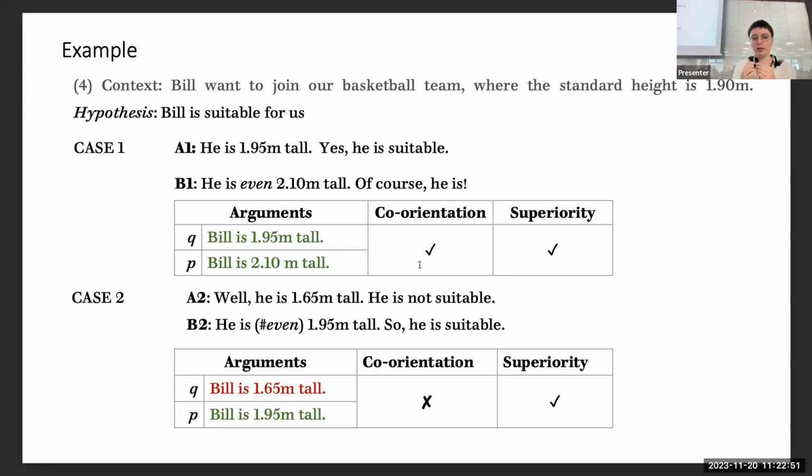Let's move on to case two now. A, well, he's 1.65 meters tall, he's not suitable. B, he's even 1.95 meters tall, so he is suitable. We can notice that the superiority requirement is met, right? Because P is a stronger argument than Q for the hypothesis. But the orientation requirement fails here, because eventually Q is not an argument for the hypothesis, right? Bill being 1.65 meters tall is not an argument for Bill being suitable for us, taking into account our condition that we take in our team only people who are higher than 1.2.